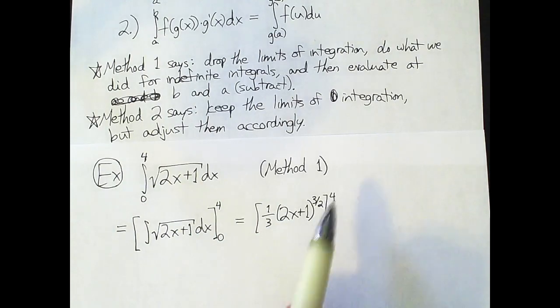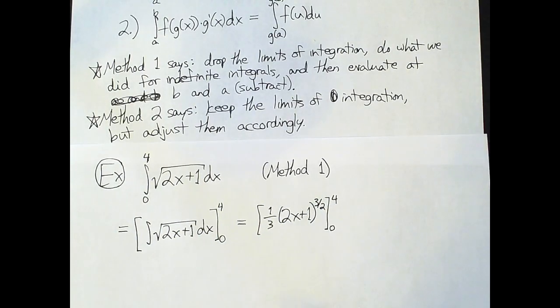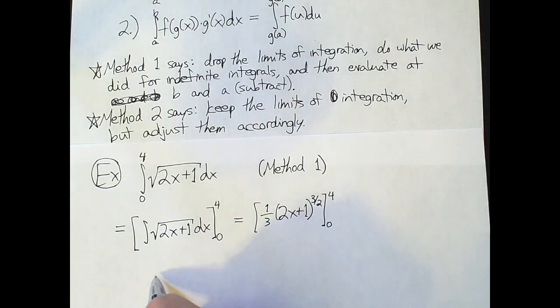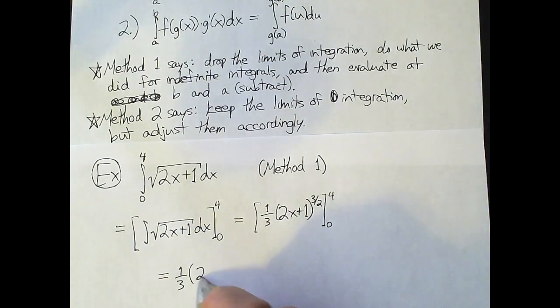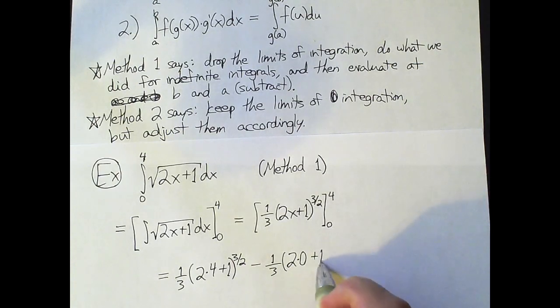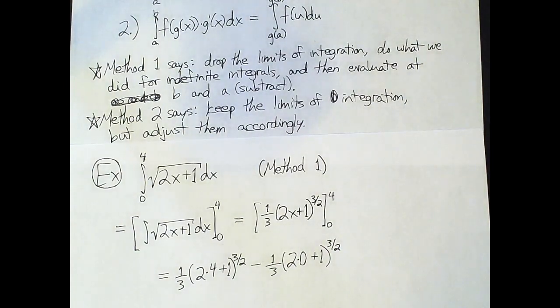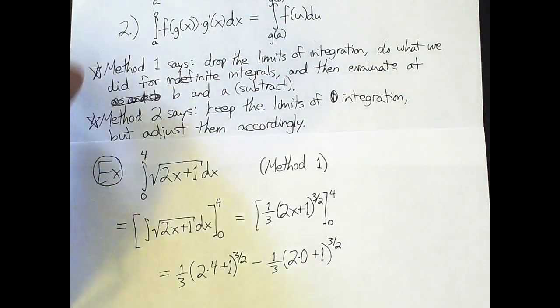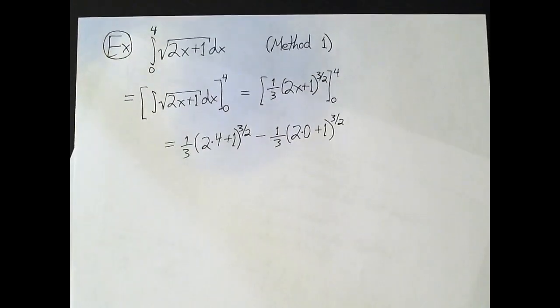So what do we do now? We just evaluate at 4, evaluate at 0, and have subtraction. So 1/3 (2 times 4 plus 1) to the 3/2 minus 1/3 (2 times 0 plus 1) to the 3/2. So we put in the 4 and we put in the 0. Hopefully this simplifies to a nice, neat number.